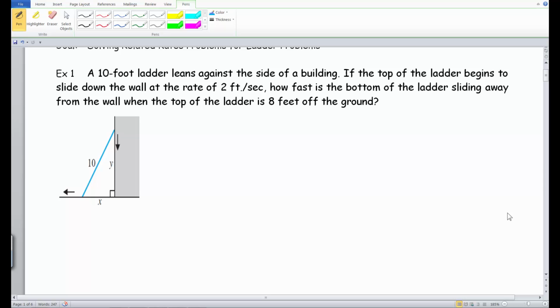Here we are at example 1 from our 3.8 number 2 set of notes. Now we're told that a 10-foot ladder is leaning against the side of a building. And the top of this ladder is actually sliding down at a rate of 2 feet per second.